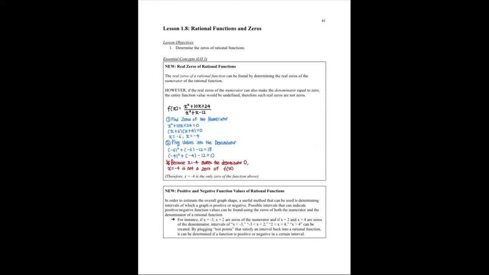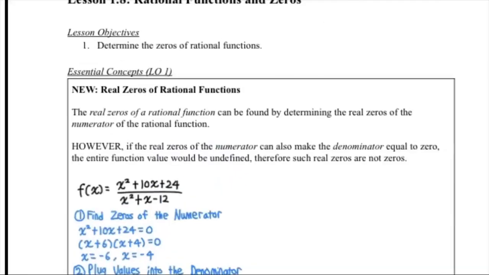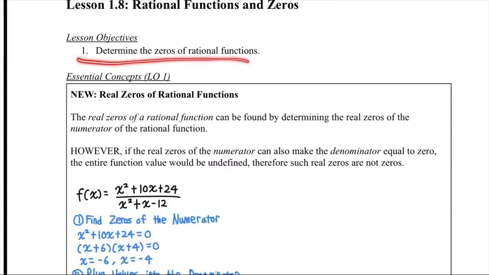This is lesson 1.8, rational functions and zeros. Today we have one lesson objective: determine the zeros of rational functions. We have briefly gone over this concept by looking at how to find x-intercepts of rational functions in the previous lesson. Today we'll be looking more into how to determine the real zeros of rational functions.